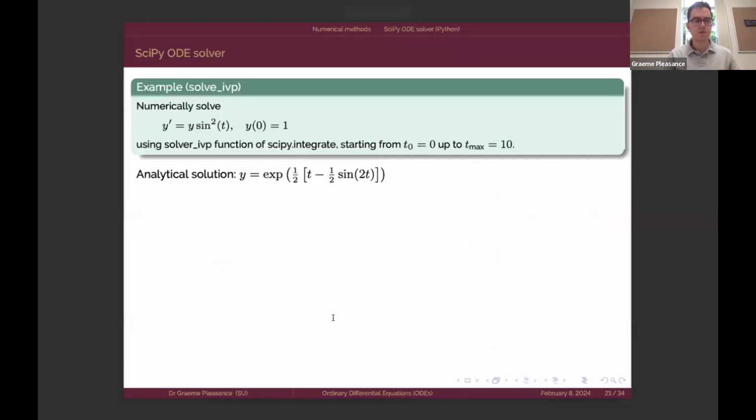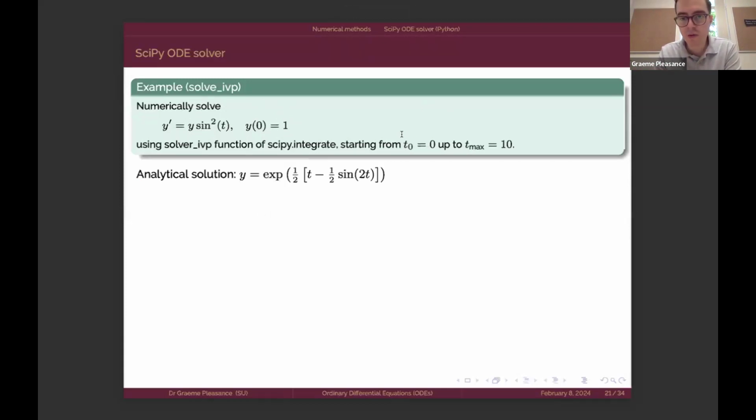Okay, so how do we use this integrate package in practice? We can revisit the same problem that I considered at the end of the last lecture. We have a first order ODE, which is written in this form and has this initial condition. And now what we want to do is, rather than manually using either Euler or Runge-Kutta, we want to use this solve_ivp function to do this for us.